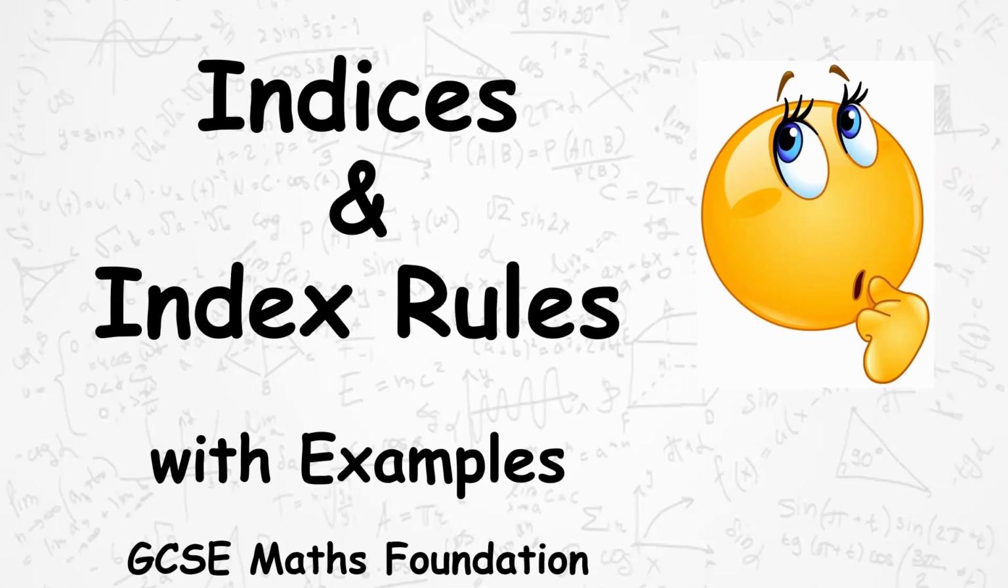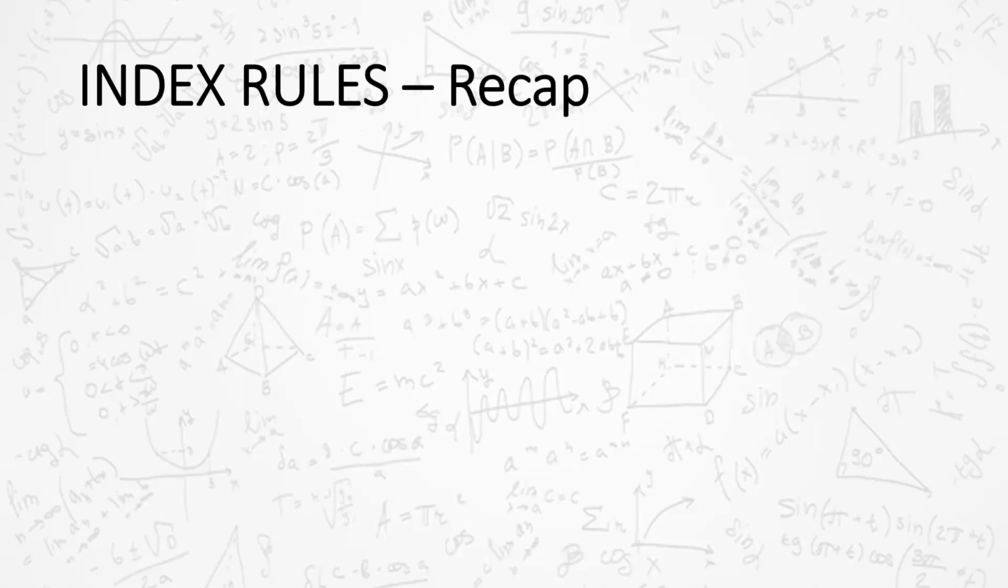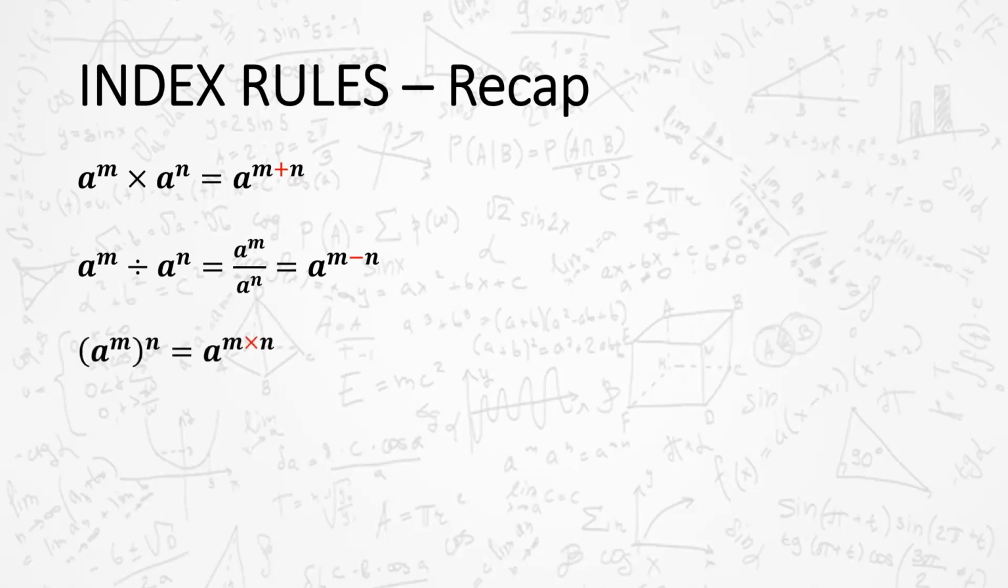Firstly, let's recap the index rules. a to the power m times a to the power n equals a to the power m plus n. a to the power m divided by a to the power n, equivalent to a to the power m over a to the power n, equals a to the power m minus n. a to the power m to the power n equals a to the power m times n. Also, a to the power 0 equals 1.